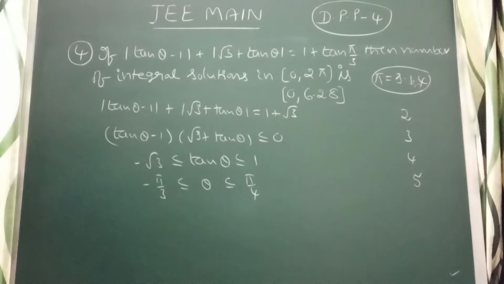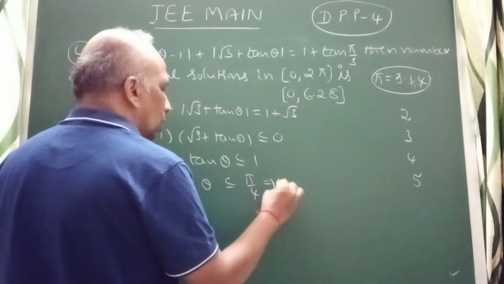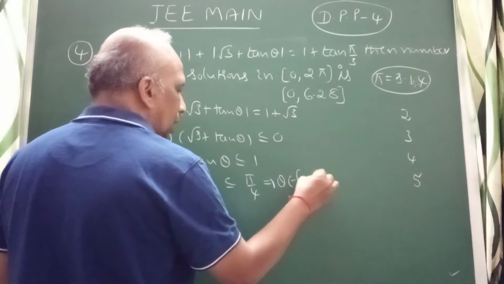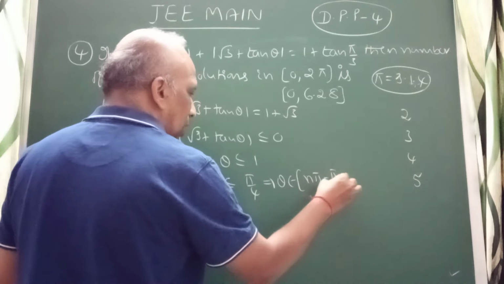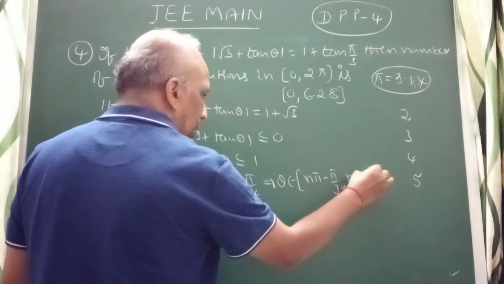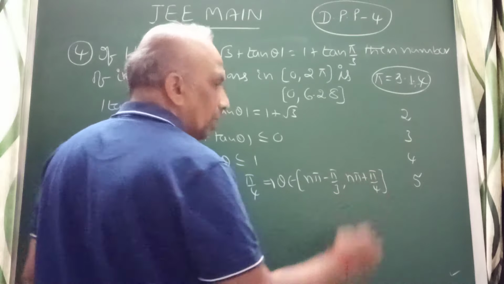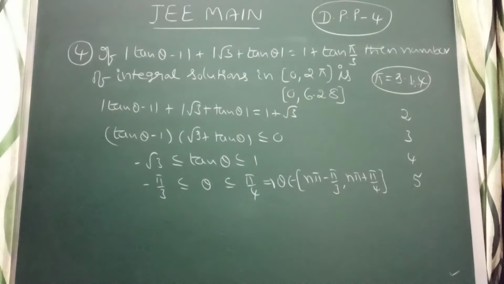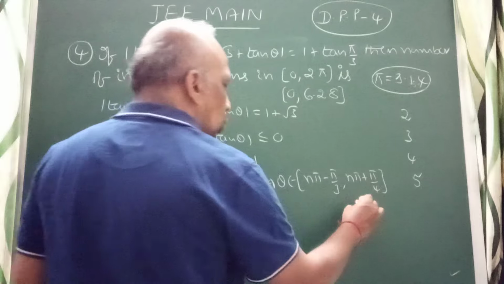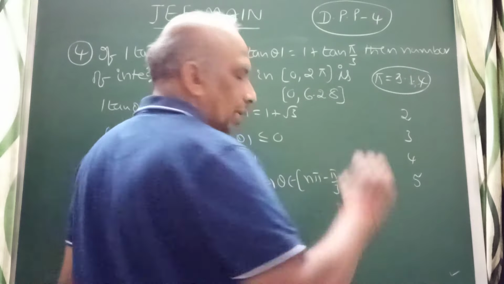Right? If it is general values, automatically I can write here theta belongs to n pi minus pi by 3 comma n pi plus pi by 4, where n belongs to Z.